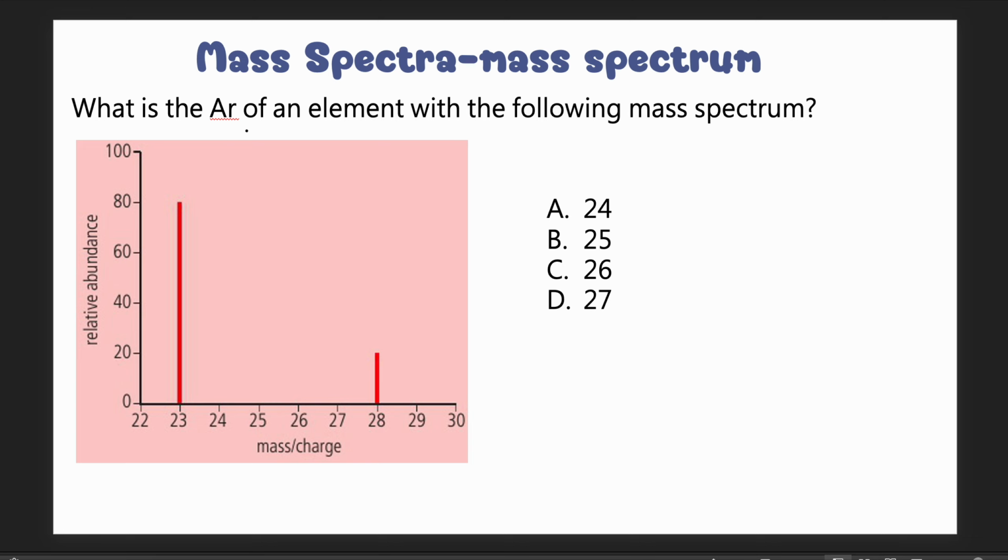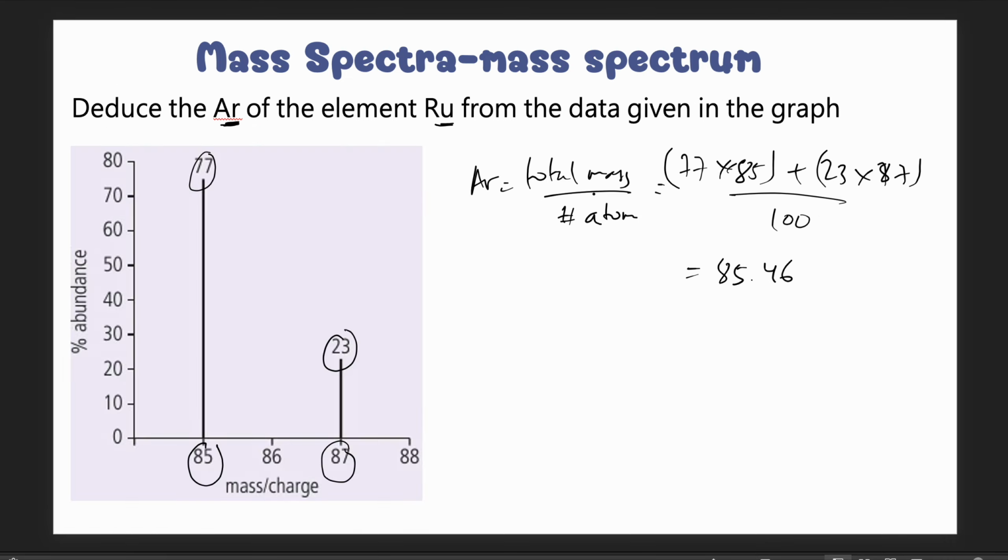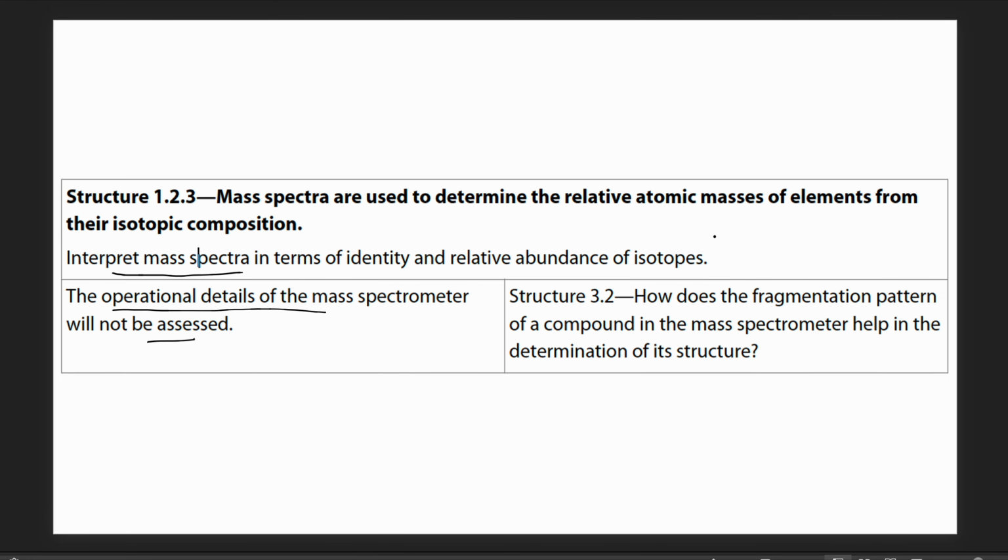The same thing with this one. So what is the Ar? 23 times 80 plus 28 times 20, divided by 100, you get 24. All right, so let's go back into the subtopic explanation here.